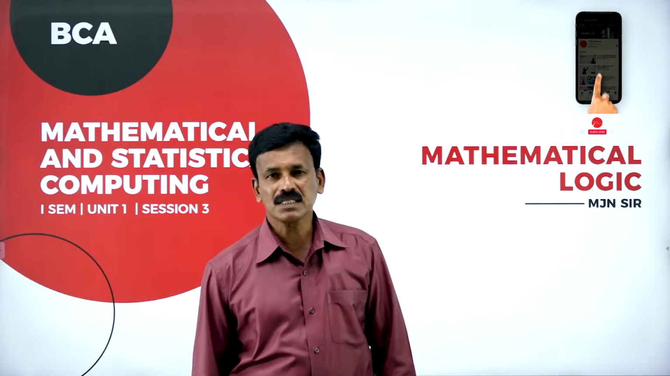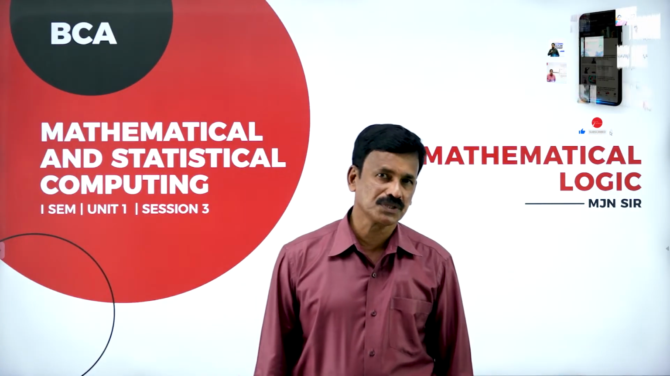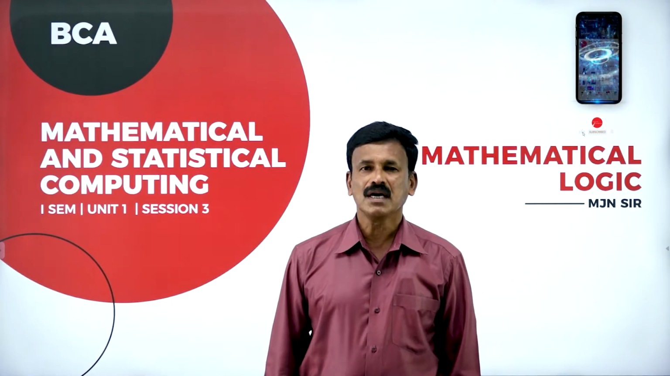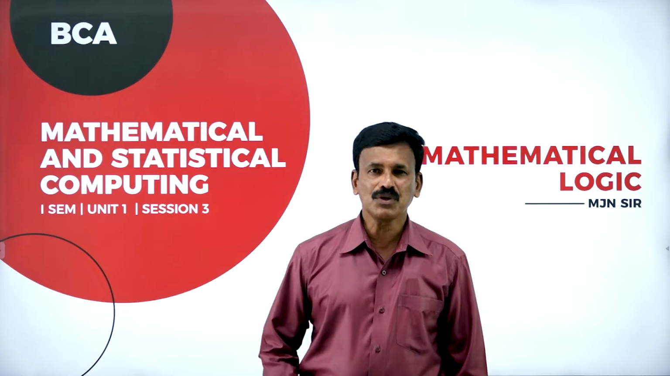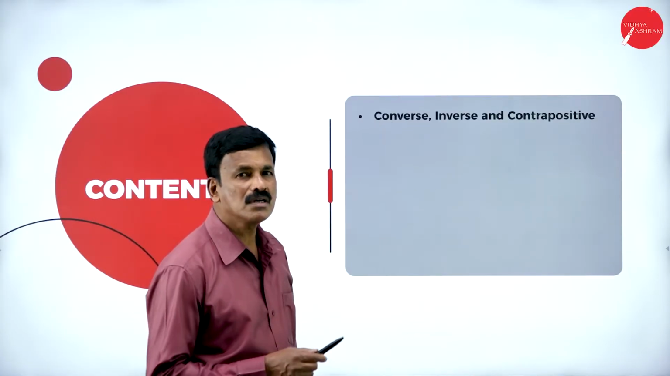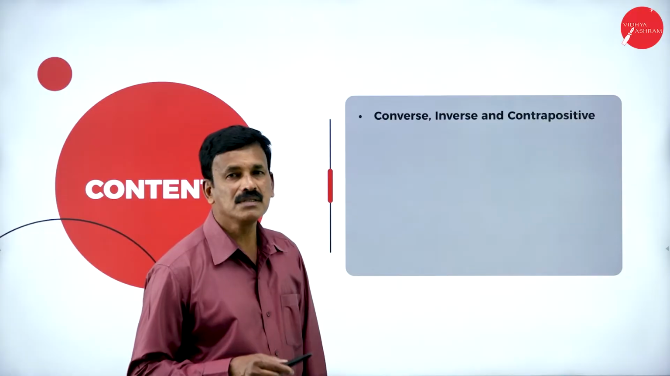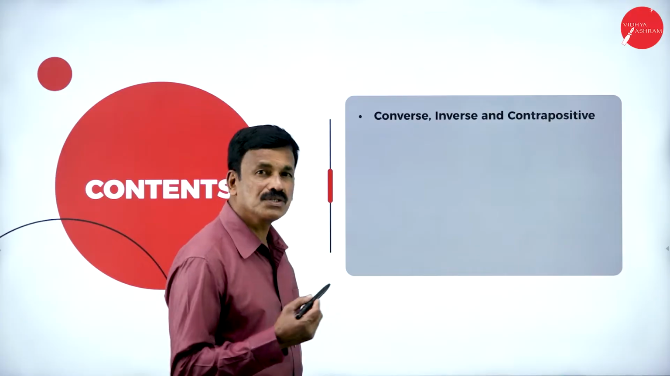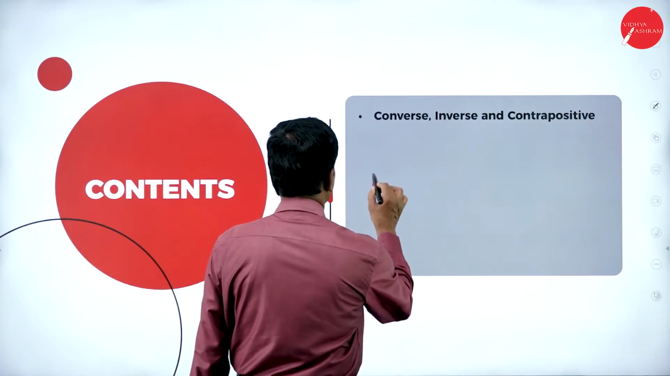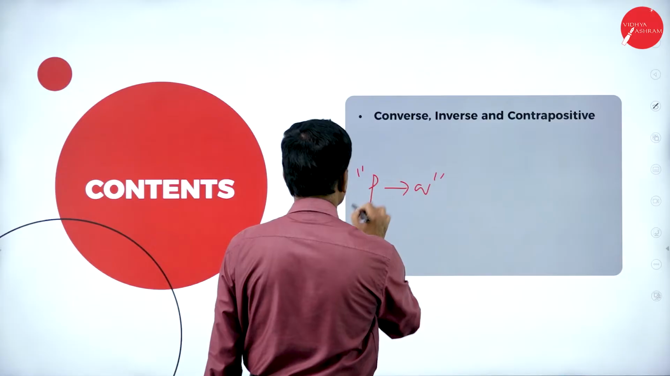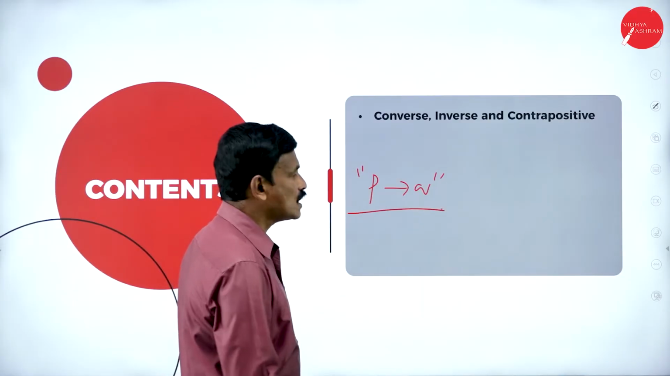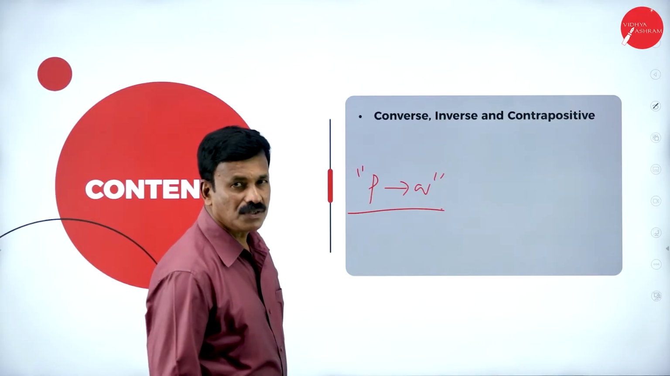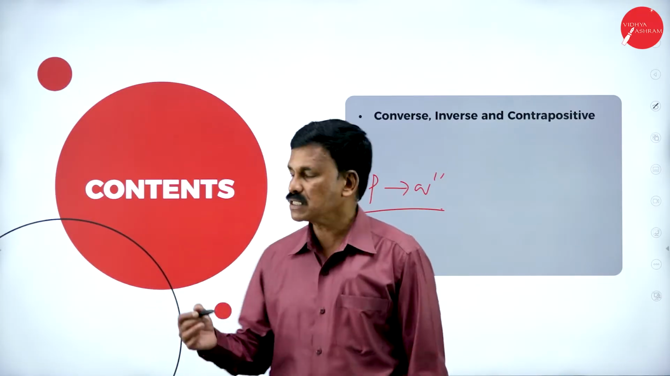In my previous class, we discussed the construction of truth tables for the connectives like conjunction, disjunction, conditional, biconditional and negation. Today in this session, I am going to discuss a very important concept, that is converse, inverse and contrapositive for a conditional statement. If P conditional to Q is a statement given, then what is the converse, what is the inverse and what is the contrapositive? Let me discuss in detail.